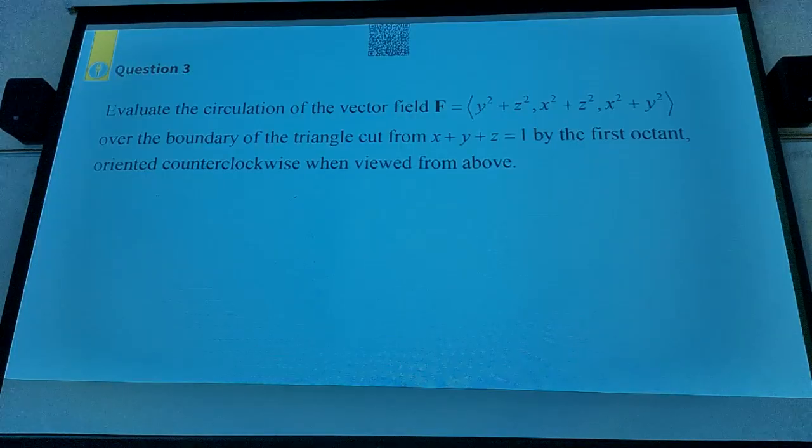I'm going to need the circulation of the vector field over the boundary of the triangle cut from x plus y plus z equals 1 by the first octant, oriented counterclockwise with view from above.